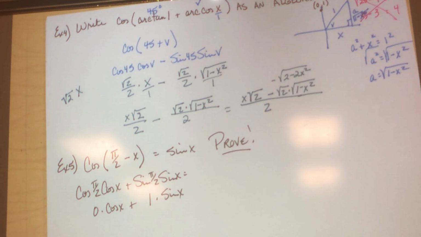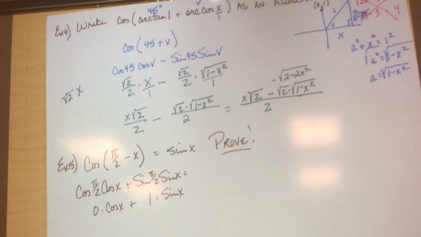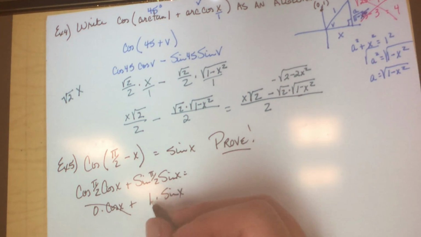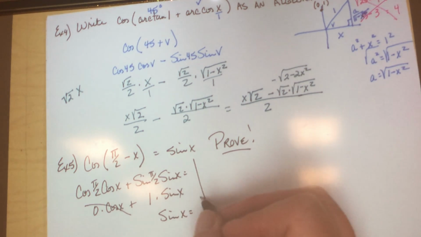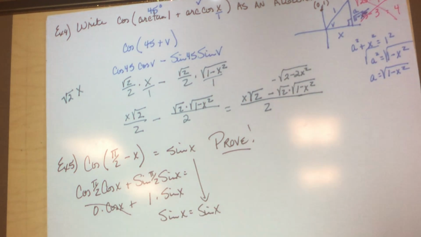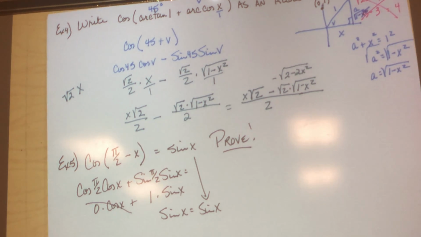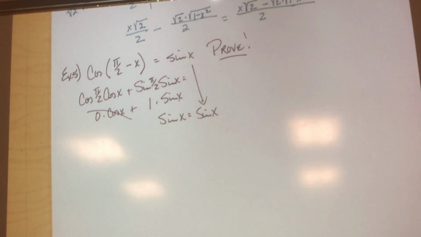What happens to that first term? Zero times anything? 0. So it goes away, and here I'm left with 1 times sine x, which is just sine x equals sine x. Beautiful. I like that. Those trig identities, I love them. This is not actually a trig identity, but it's using the same kind of skill. This one, I made it out.